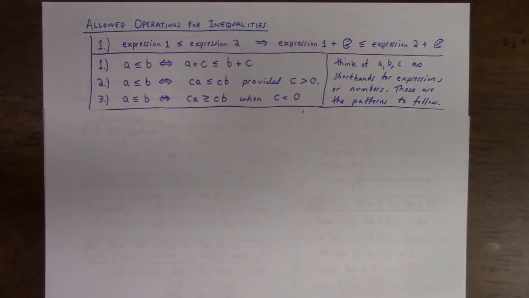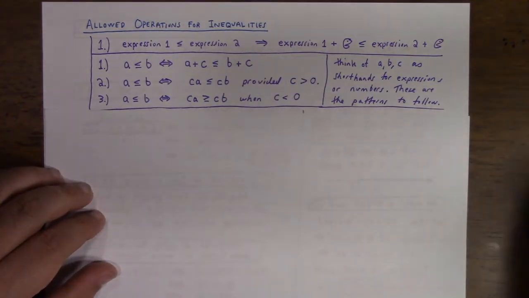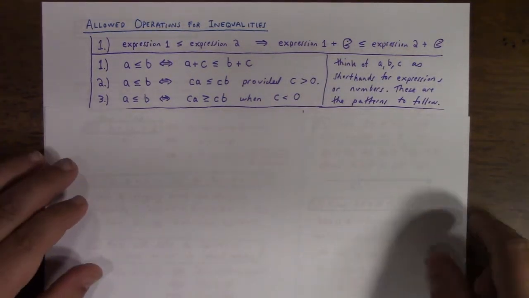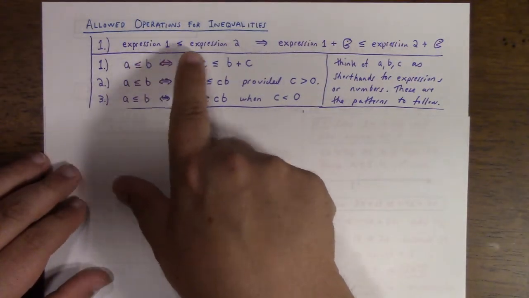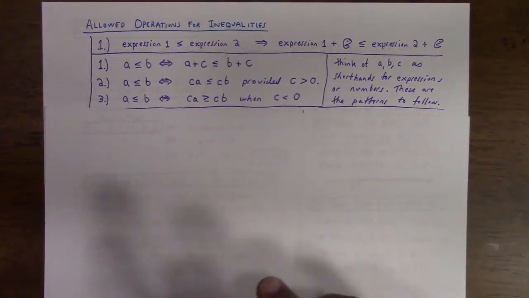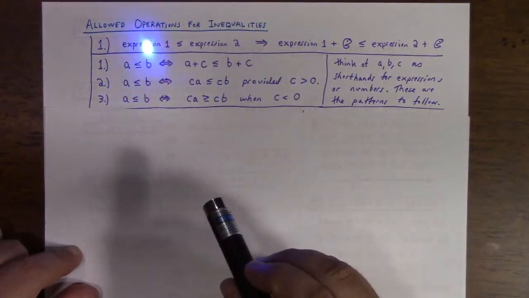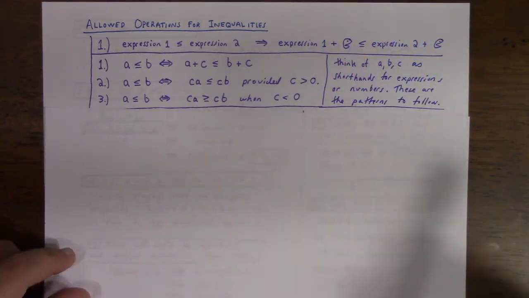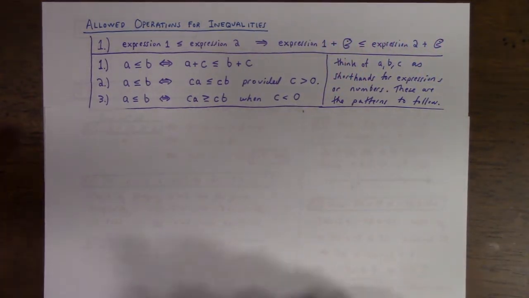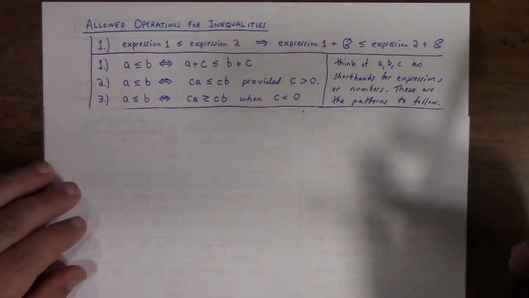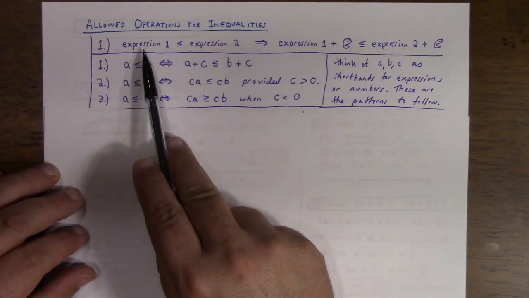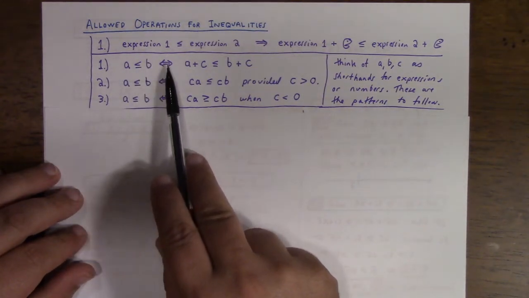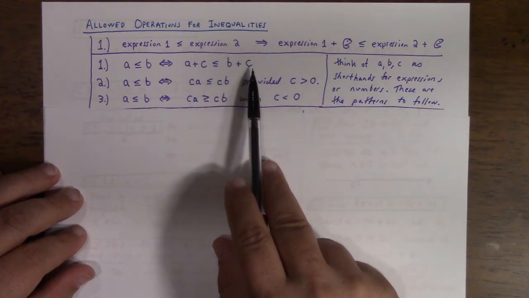So these are the basic things we can do with inequalities. If we have expression 1 is less than or equal to expression 2, then we can add the same thing on both sides. Whoa, it's really bright. Goodness gracious, it's burning into my retina. I better use something else. So I'm just trying to say, down here I've got a ≤ b is equivalent to a + c ≤ b + c.